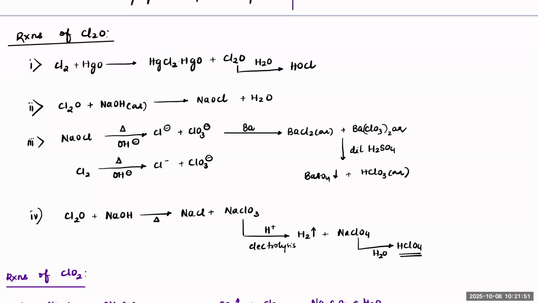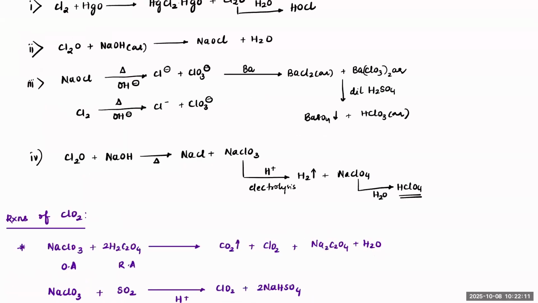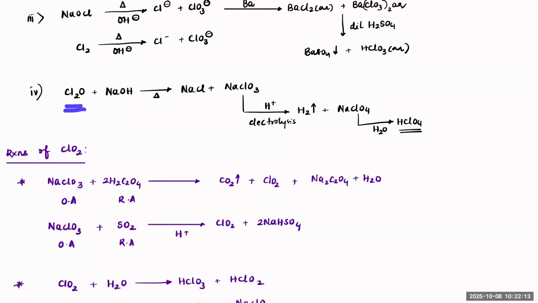Now, Cl minus and ClO3 minus, if you subject them to barium, it will become BaCl2 and Ba(ClO3)2. And this on adding to dilute H2SO4, you can get barium sulfate precipitate and HClO3 forming. And this becomes the preparation reaction for HClO3. Got it? And lastly, Cl2, when you add it with NaOH, you'll get NaCl and NaClO3.